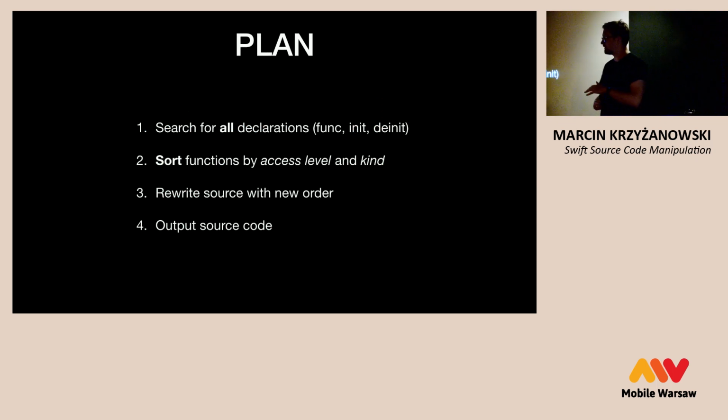Here's the plan to build a tool. I have to search all the declarations, which is the function declaration and the initializer. Then sort functions by access level and kind. So I have a list of all the declarations, and I sort it so the public will be on top, the private will be on the bottom. Then I will use the rewriter to replace the declaration in the right place in the tree and output the source code.